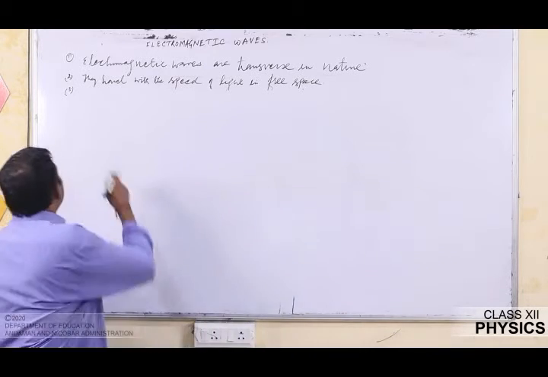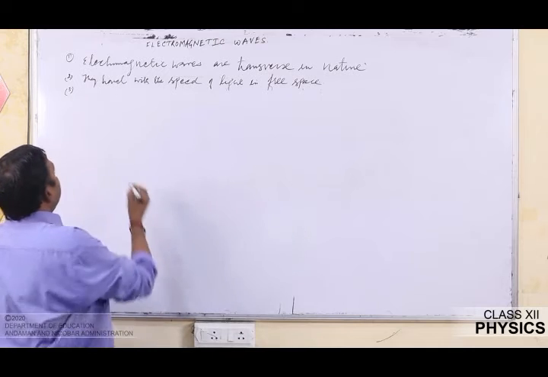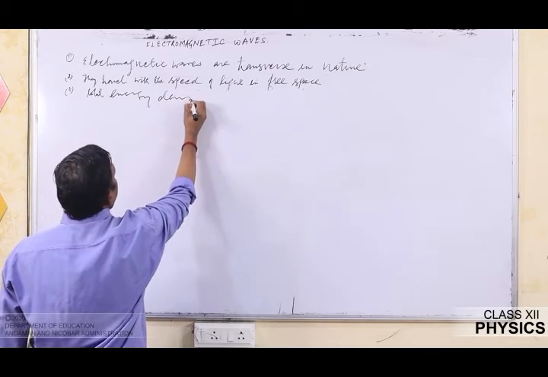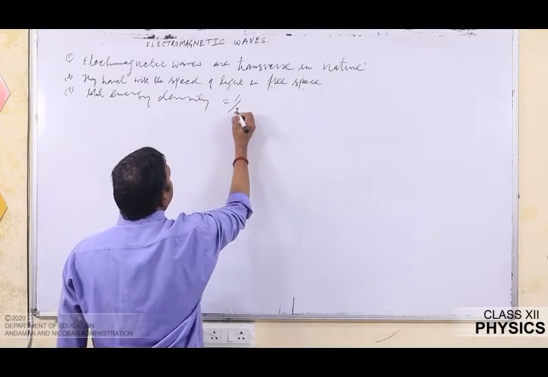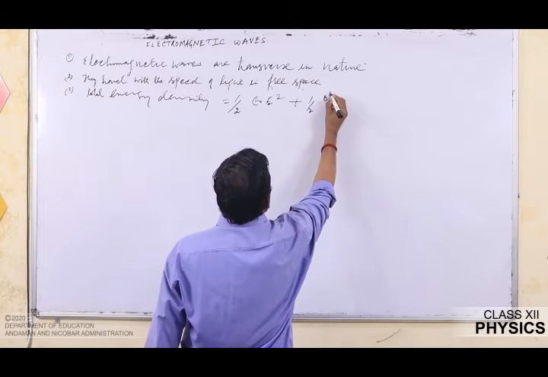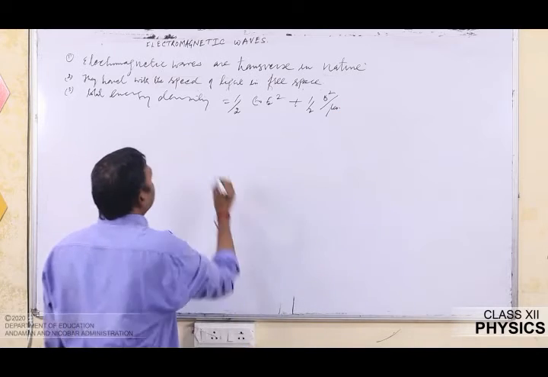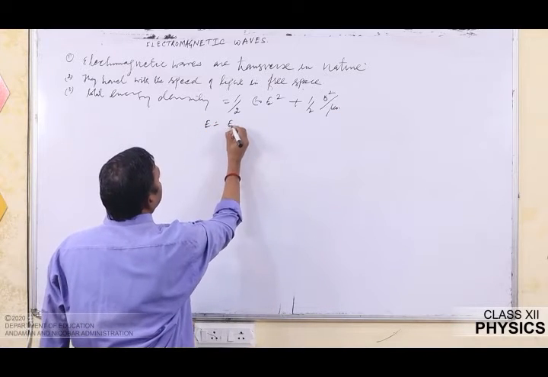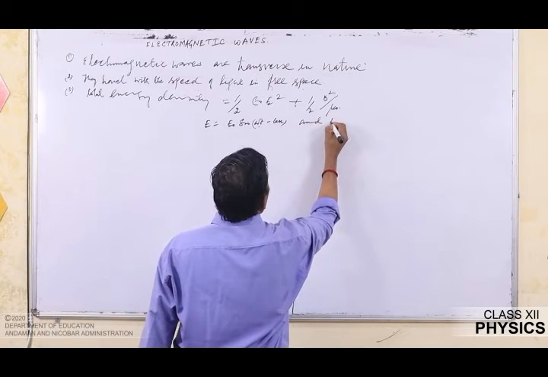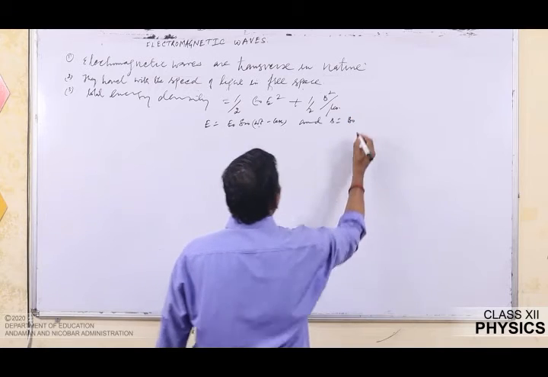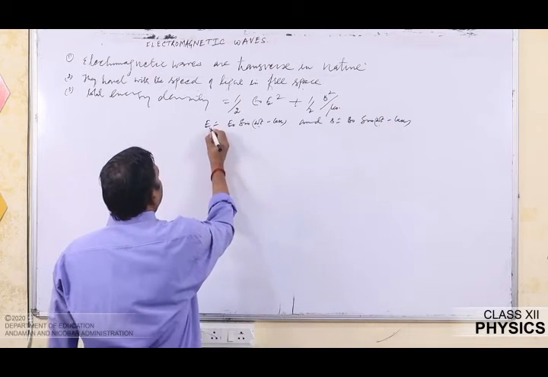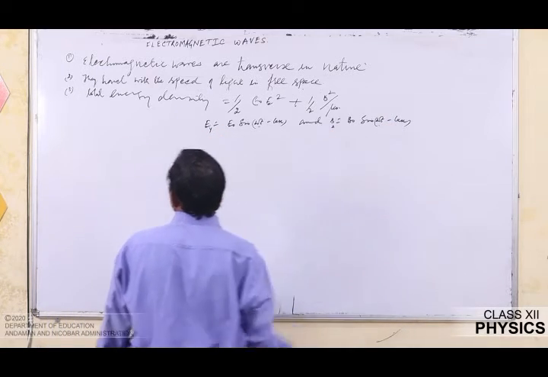Third one, the total energy of an electromagnetic wave is given by the total energy density. Total energy density of an electromagnetic wave is given by half epsilon 0 E square plus half B square by mu 0, where E is E0 sin(omega t minus kx) and B equal to B0 sin(omega t minus kx). Here for E you can write Ey, and for B you can write Bz.